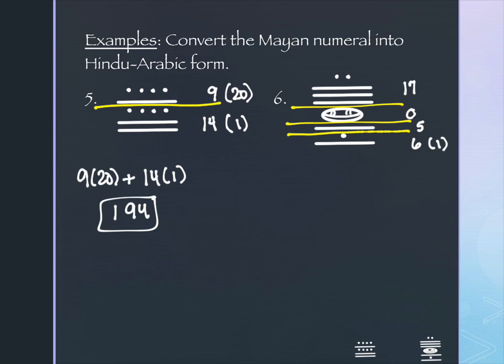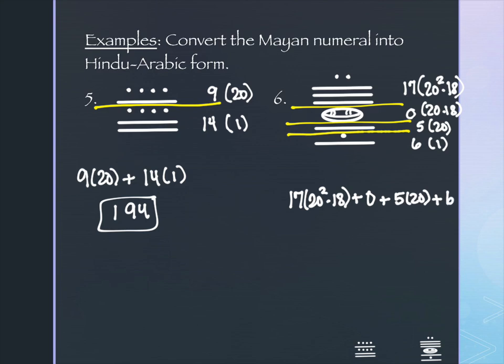This is the ones place, the 20s place, and then I have 20 times 18, or you can write it as 360 if you wish, and then 20 squared times 18. So it's always powers of 20 above this, but always times 18. 20 cubed times 18, 20 to the 4th times 18. So we're going to multiply 7 times 20 squared times 18. I'm sorry, 17. I said 7, but I meant 17. Plus, now it's 0 times 20 times 18, so that's just 0. And then plus 5 times 20 and plus 6. The total this would give us is 122,506.